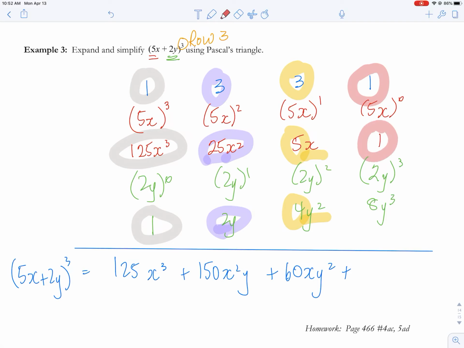And then last, I have 1 times 1 is just 1 times 8y cubed is just going to give me 8y cubed. So the binomial expansion of the binomial 5x plus 2y all to the power of 3 is that big long thing. Thanks for watching.